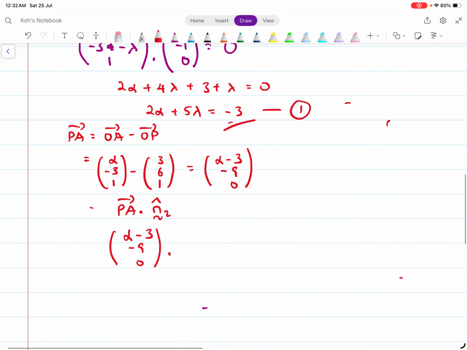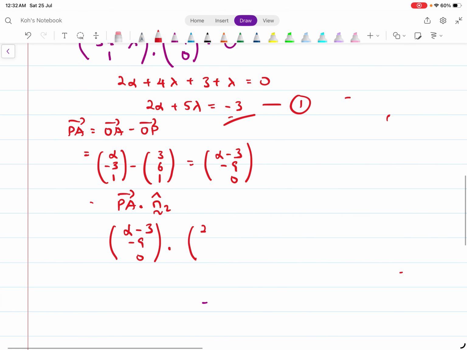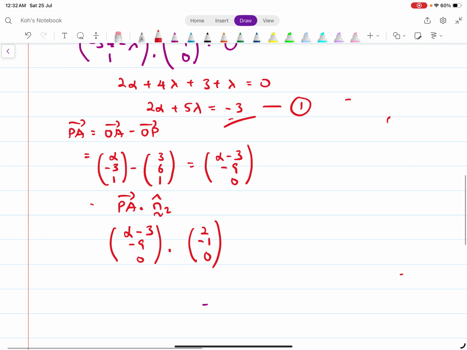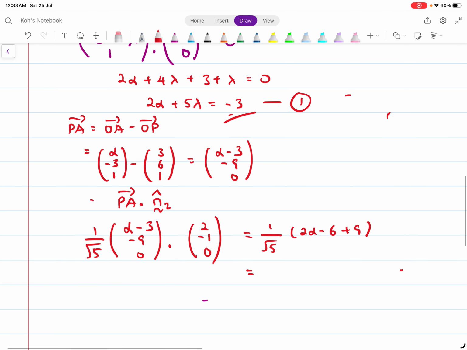Then you must do it with the unit vector 2, negative 1, 0. Then of course I had it, so I just put a 1 over root 5 in front. So of course this will give you 1 over root 5. Then I just do the dot product in terms of alpha. So it's 2 alpha minus 6 plus 9, then dot, I mean of course 0. Okay, so this will give you 2 alpha plus 3 over root 5.